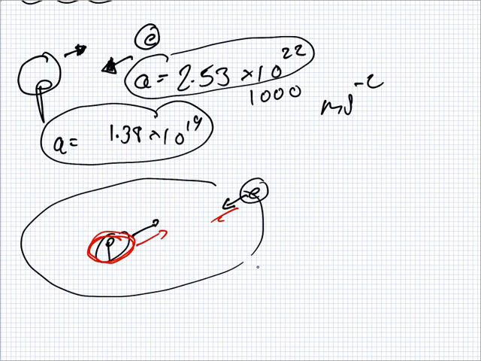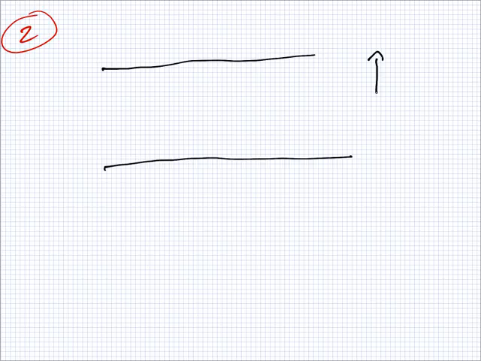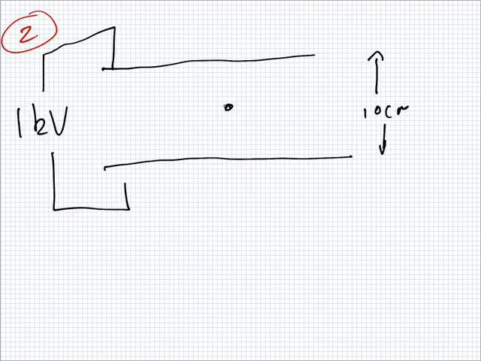Anyways, I just wanted to say that number 2. What's the story in number 2? Harry? Two horizontal plates are held at a distance of 10 centimeters apart and under a voltage of 1 kilovolt. What charge would 1 gram mass require in order to not accelerate?